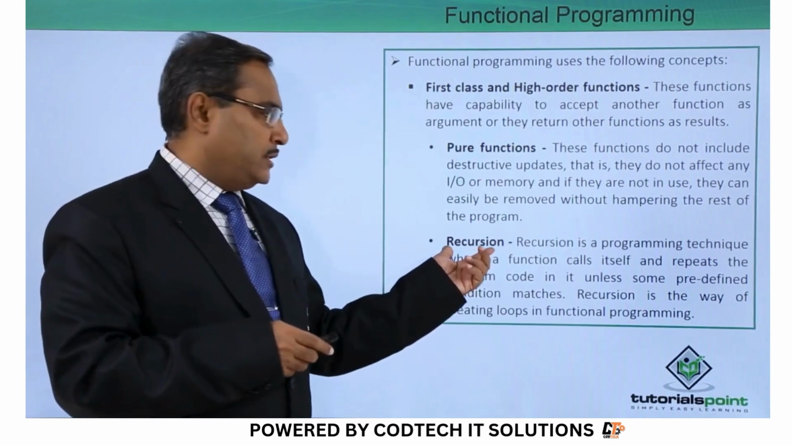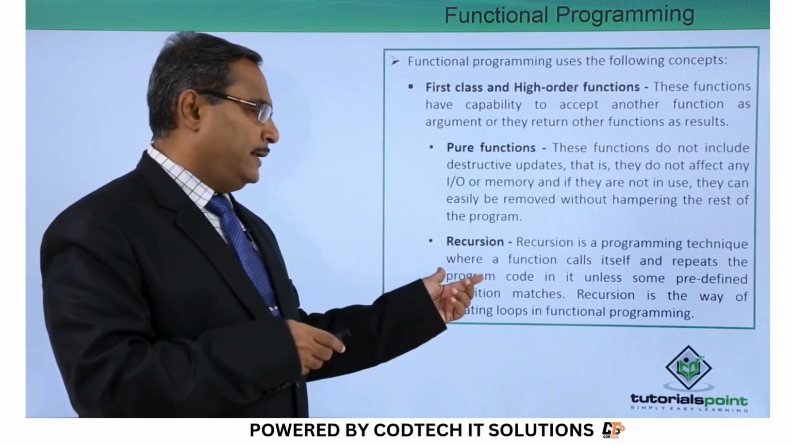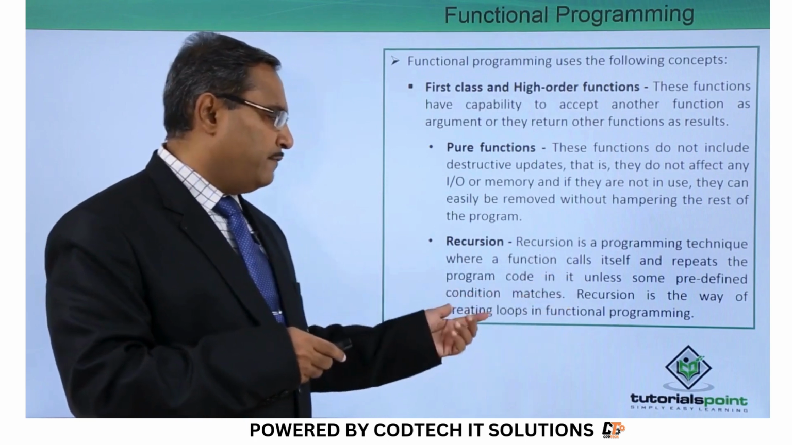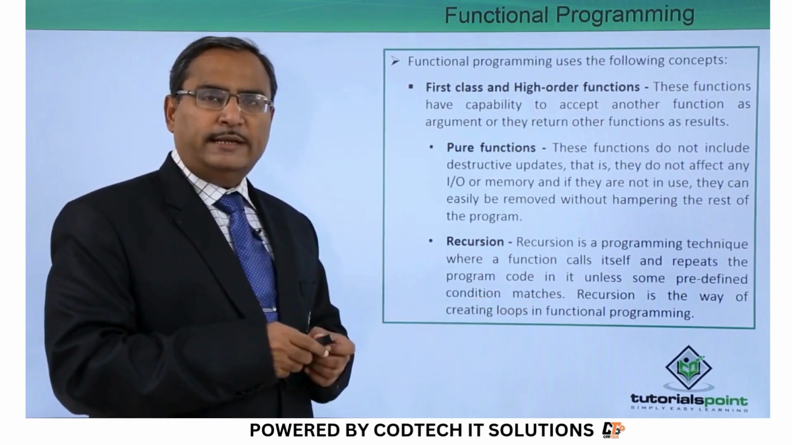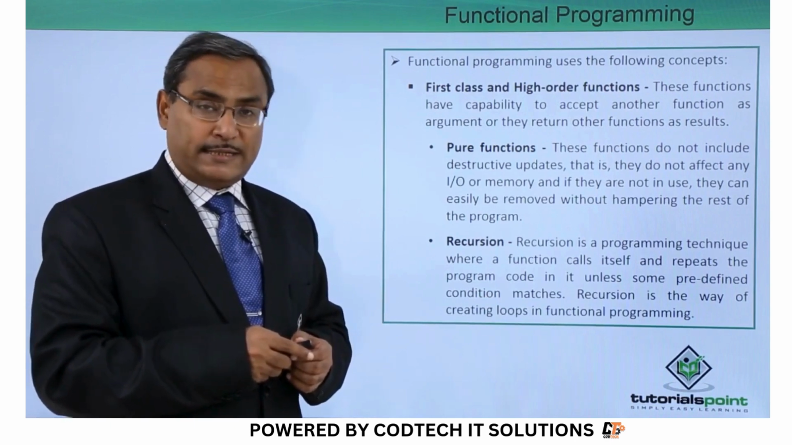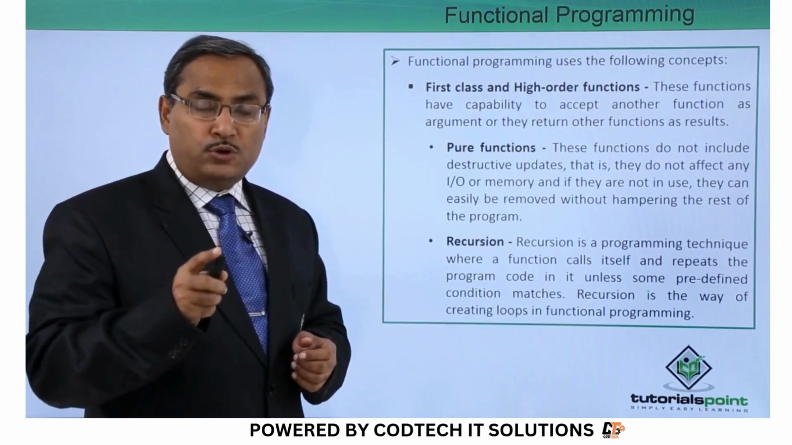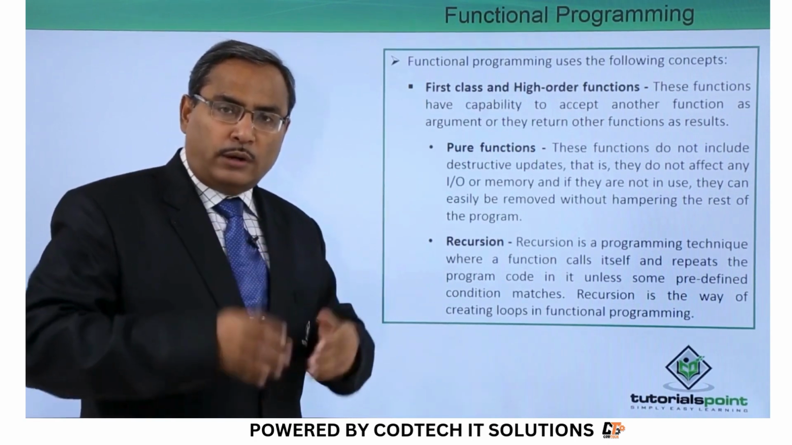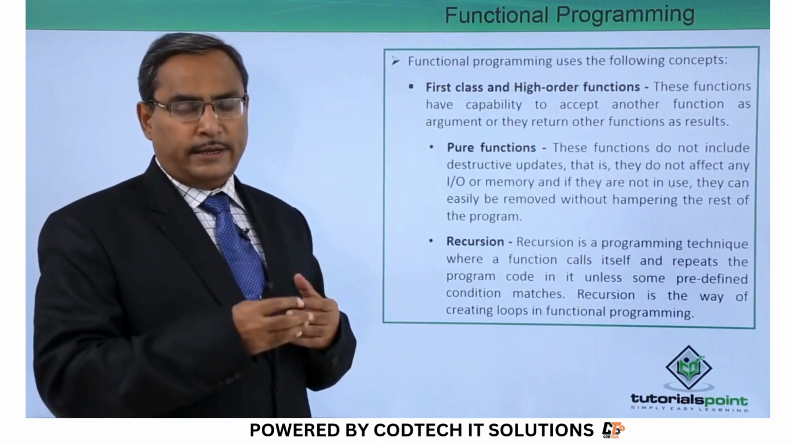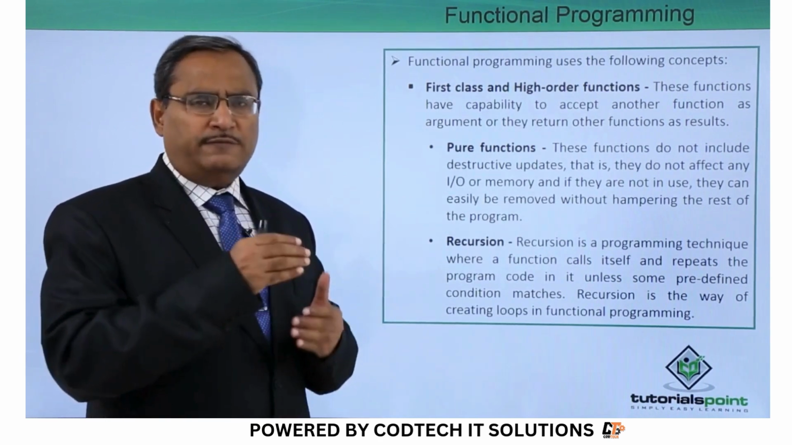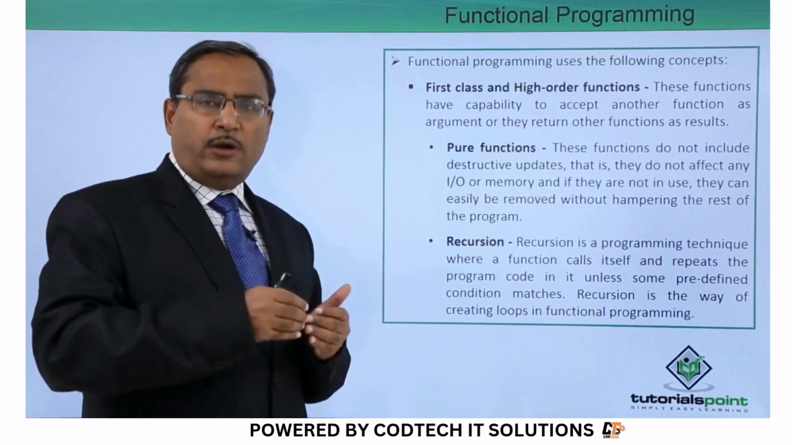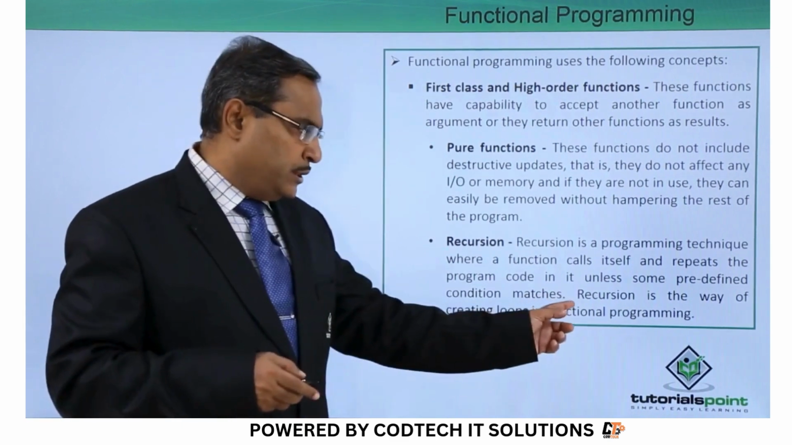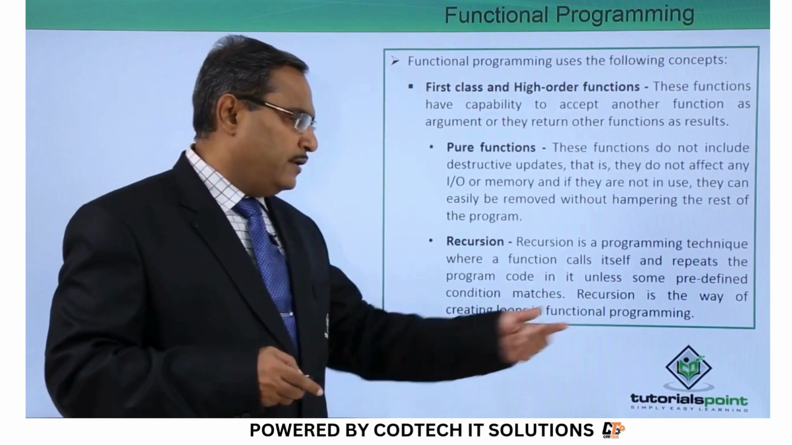Next is recursion. Recursion is a programming technique where a function calls itself and repeats the program code in it until some predefined condition matches. We know that in a recursive algorithm, there will be some base case. For certain inputs, outputs are known to us, and there the recursion terminates. A recursive algorithm can call itself either directly or indirectly. Direct calling means the recursive call is within the function body itself. Indirect calling means it calls another function, which in turn calls the parent one. So recursion is the way of creating loops in functional programming.